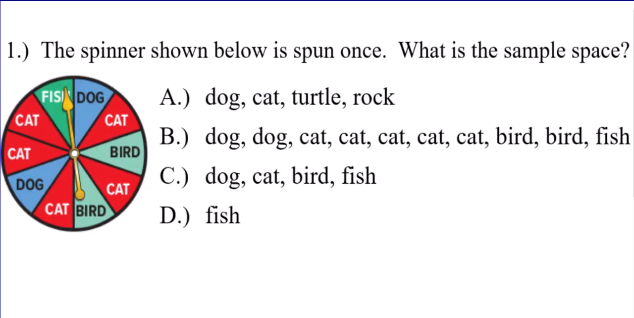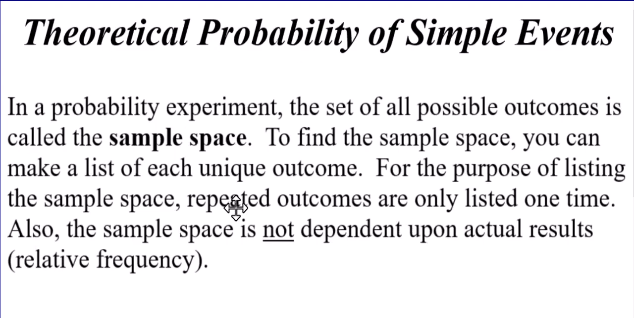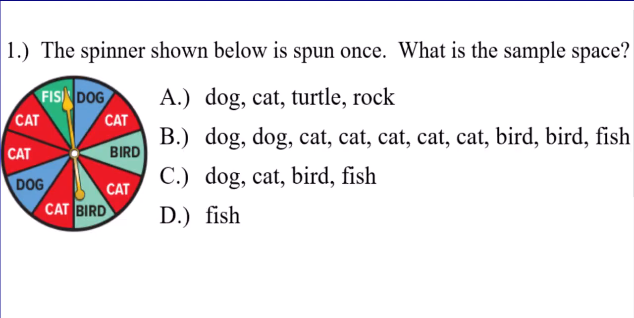All right, for example, and we're not going to do a lot of examples here on sample space. We're basically just going to do one here. It's a pretty simple idea. The spinner shown below is spun once. What is the sample space? Now remember, repeated outcomes are only listed once. So hit pause on the video, make your selection, and then hit play to see if you got it right.